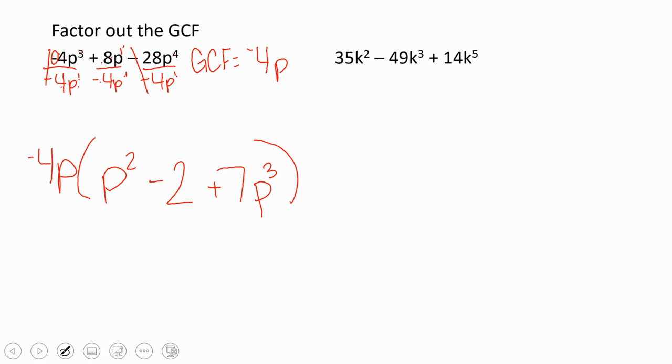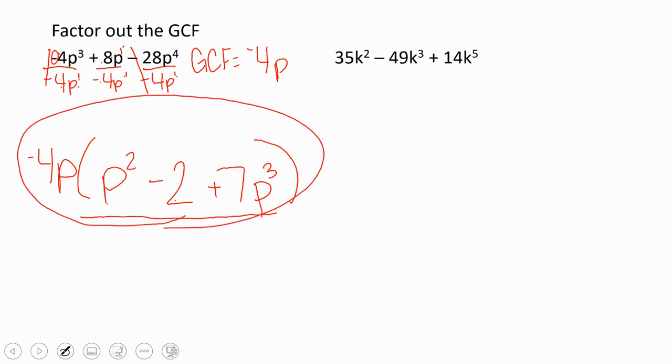Okay, then again, double checking. They don't have anything in common. You want to make sure that there's at least one term that doesn't have a p in it. Okay, because if they all had p's in it, then you could factor out more p's, or variables in general. And then make sure that the coefficients also don't have anything in common.